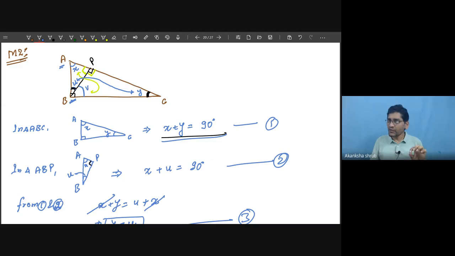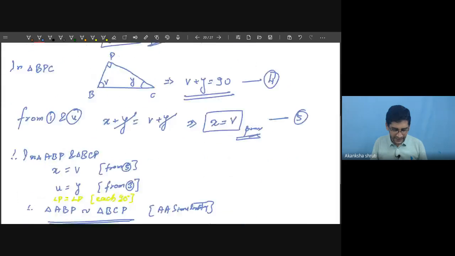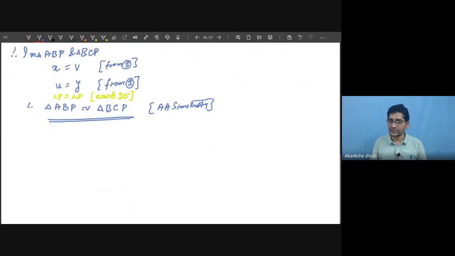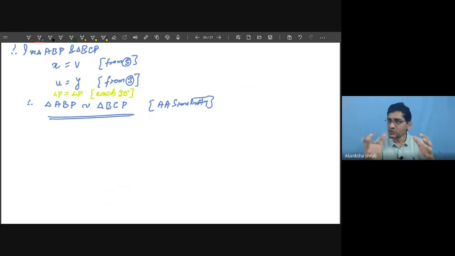A student, while I have proven this as similar, what is the purpose? The purpose is to write the ratio. That is important, a student. It is not written in the book or written in the theorem, but from this what we can get, that is more important.